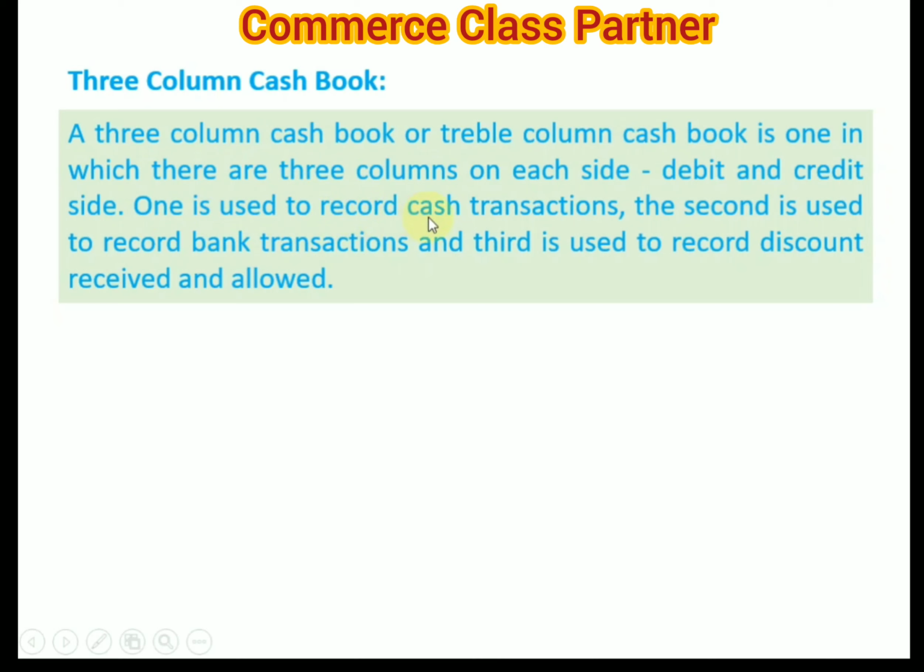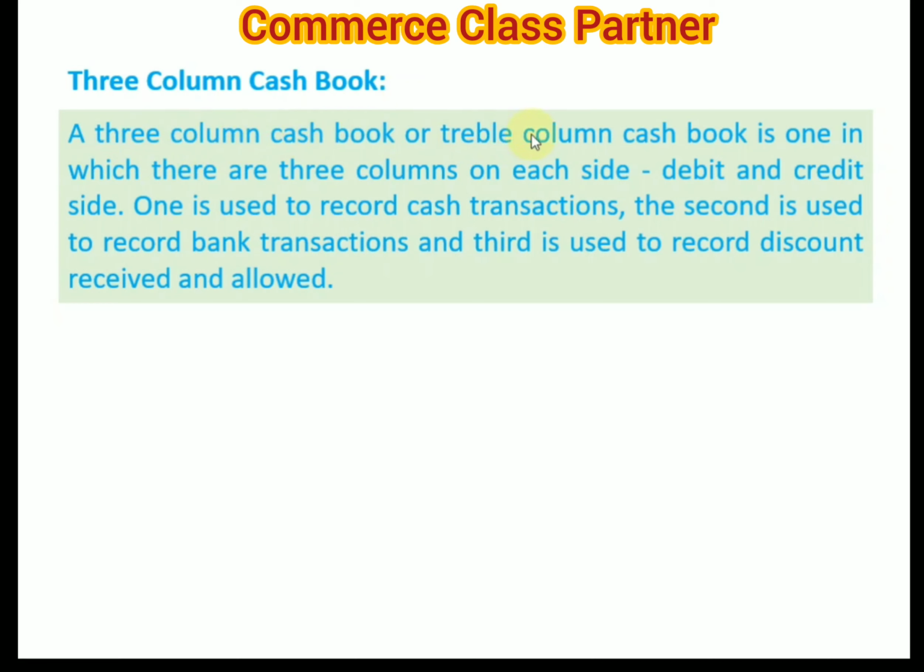One column is used to record cash transactions, just like in the double column cash book. The second column is used for recording bank transactions, which are the same as in the double column cash book. The difference is that in the 3-column cash book there is another column, the third column, which is used for recording discount received and allowed. An extra amount column is added in the 3-column cash book for recording discount received and allowed.